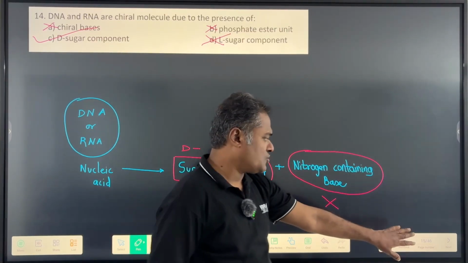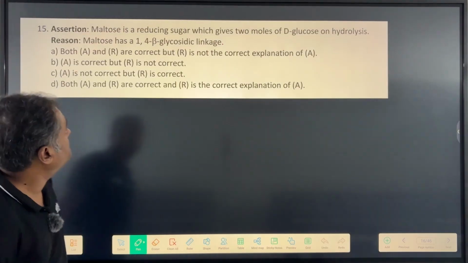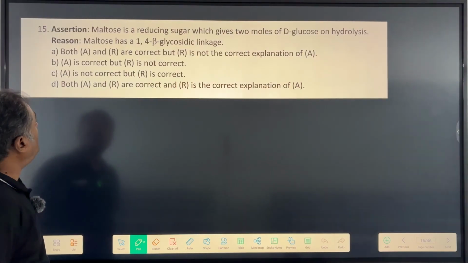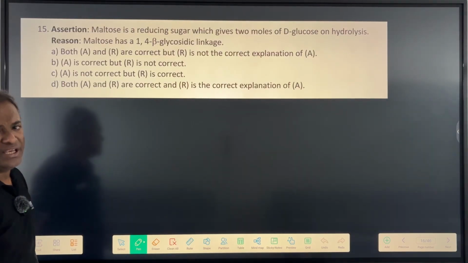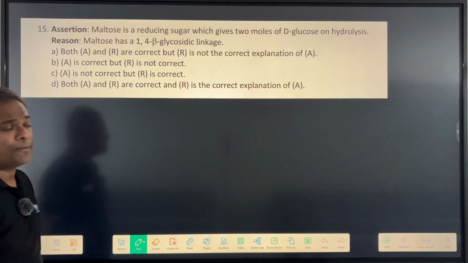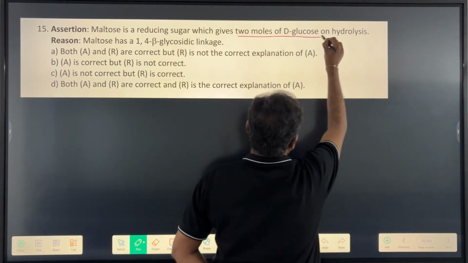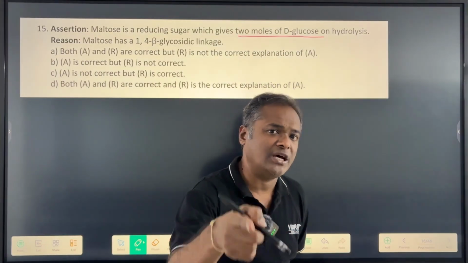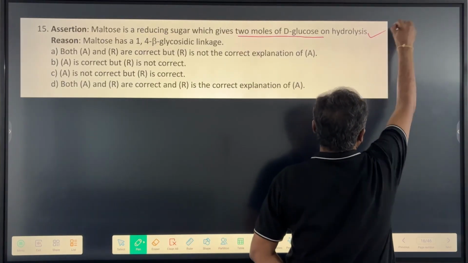Let us proceed with the next question, child. Again, the next question we have is assertion and reasoning. Over here there are 2 statements given to you. Maltose is a reducing sugar. Yes, maltose is a reducing sugar, we know that, which gives 2 molecules of glucose. Yes, maltose is nothing but glucose plus glucose and it is a reducing sugar. That means statement 1 is correct.